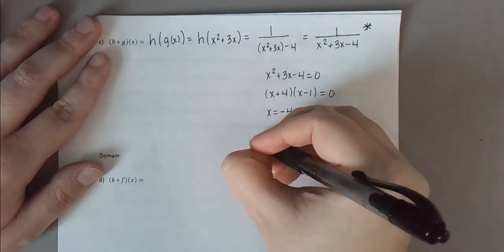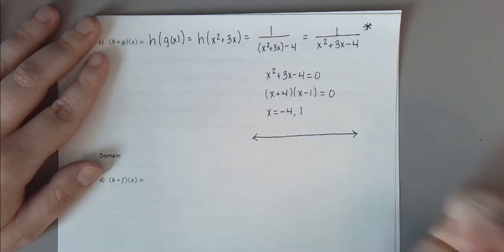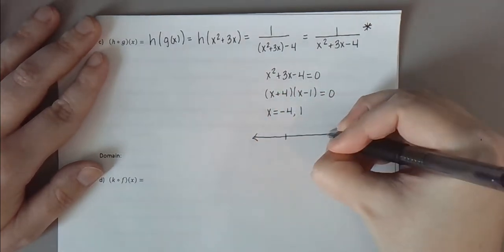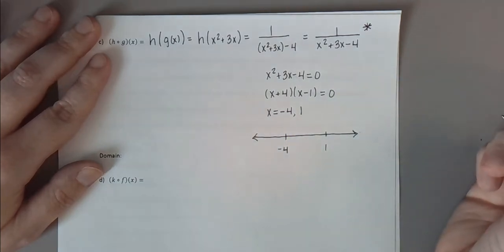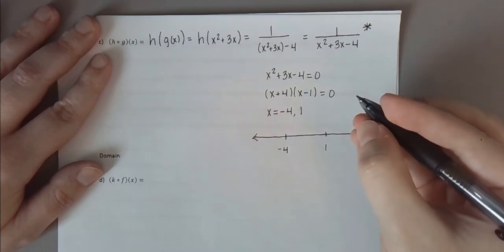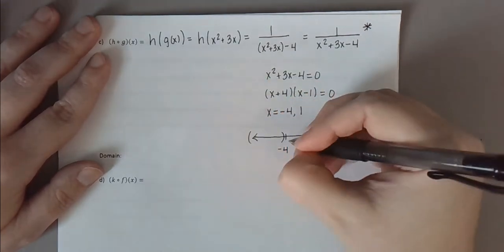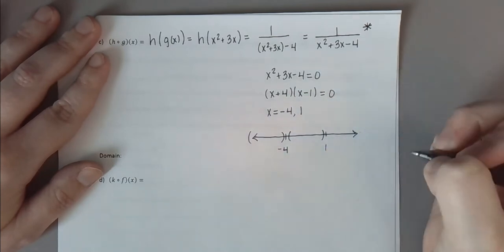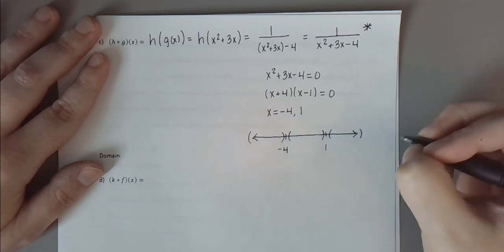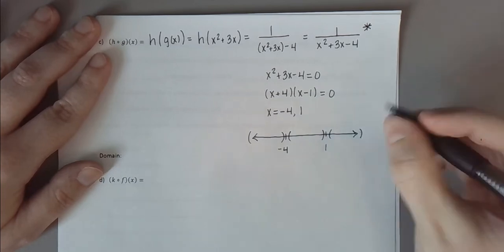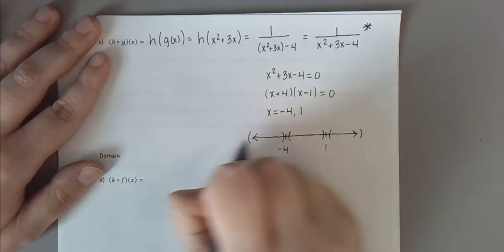Now be careful here. You might want to draw a picture of the domain based on having these restrictions. So here's negative 4. Here's 1. How many intervals does our domain have? Well, we can have anything we want that's less than negative 4. We can have anything we want that's greater than negative 4 but less than 1. And we can also have anything we want that's greater than 1. So we actually have 3 intervals represented as part of our domain.